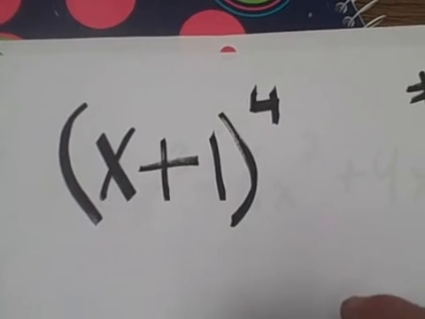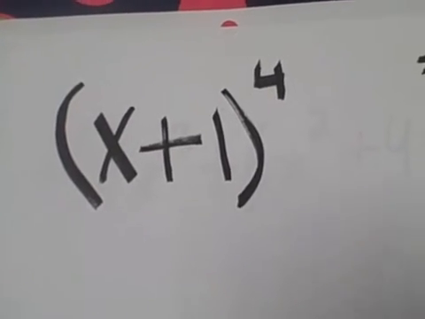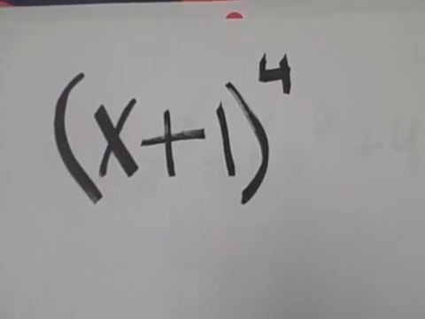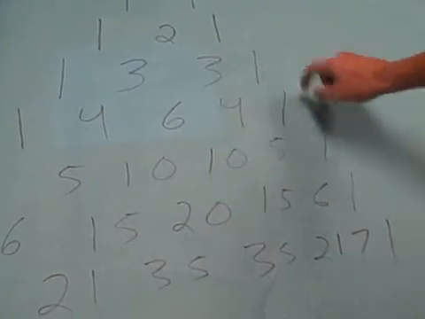Alright, my problem is number 3, (x + 1) to the 4th. With using Pascal's triangle, you're going to expand the binomials. And so here's Pascal's triangle. Our problem is raised to the power of 4. So when we go on the Pascal's triangle, this is row 1, 2, 3, and 4.